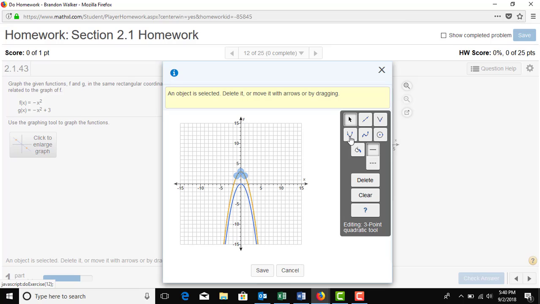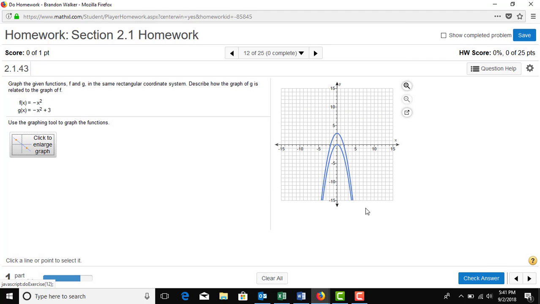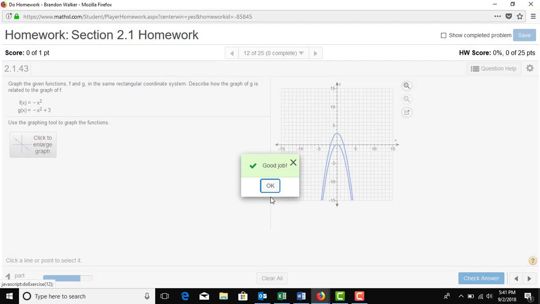So you want to choose this 3-point quadratic tool both times. So I chose it for my first curve at 0, 0, 1, negative 1, negative 1, negative 1, and clicked each time, and then also 0, 3, and then at 1, 2, and negative 1, 2, and I clicked each time at those points. And now I can click Save, and it has both of those curves on there for me. Now I can check answer and see that I got it correct.